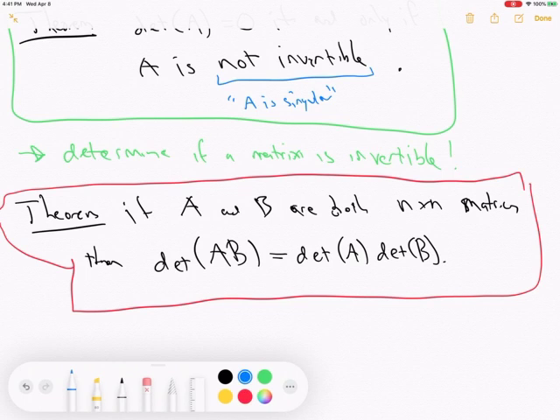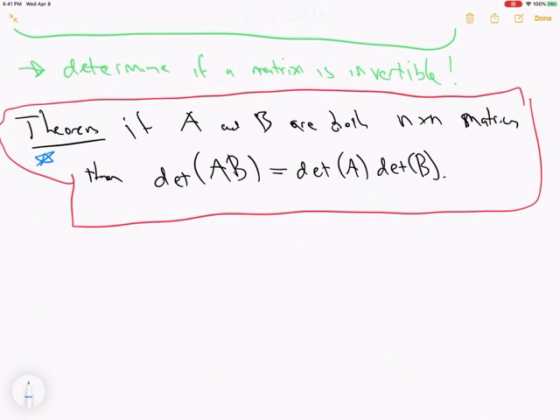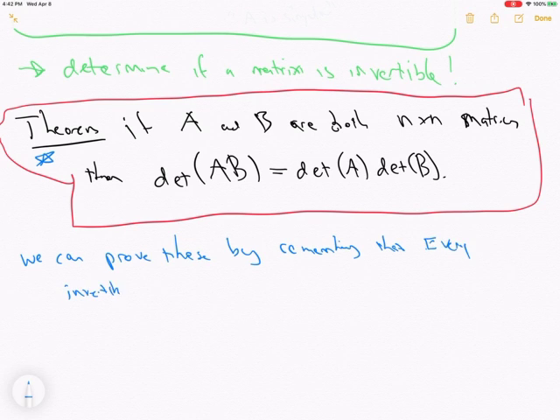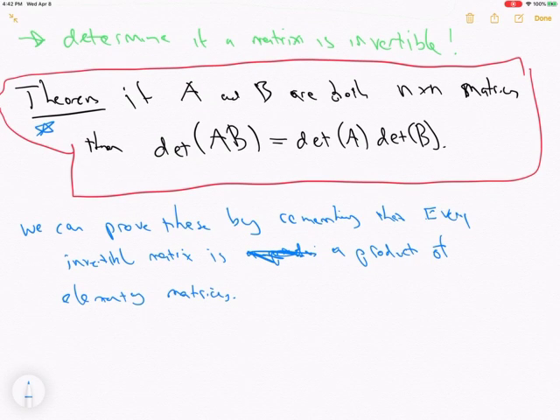Okay, so the idea behind these, I won't prove them, but the idea behind these two theorems is just that. So we can prove these by remembering that every invertible matrix A is a product of elementary matrices. So every invertible matrix is a product of elementary matrices.